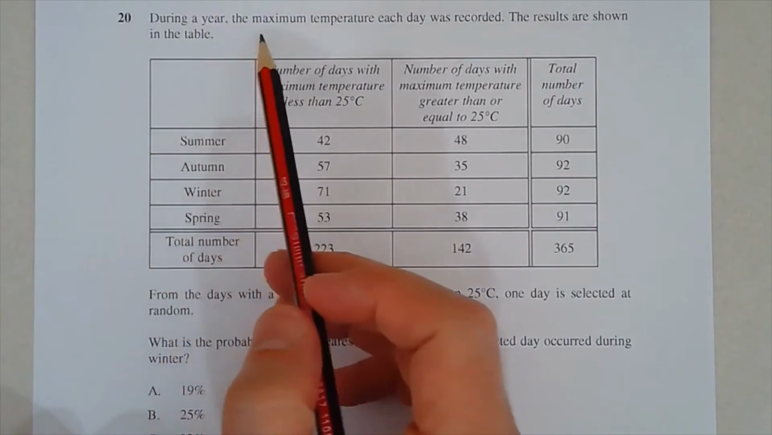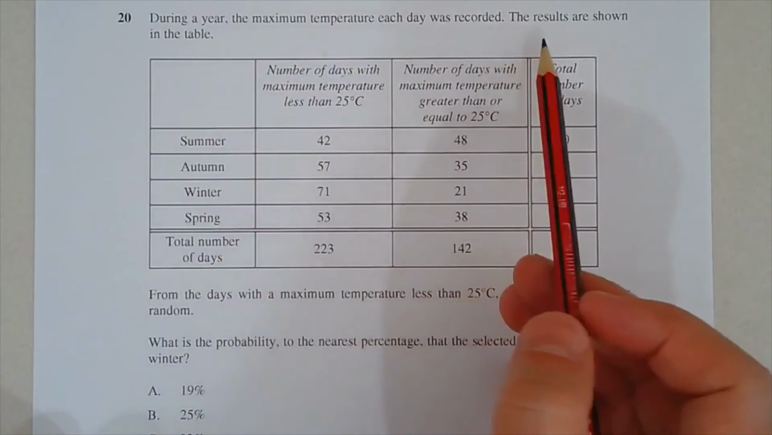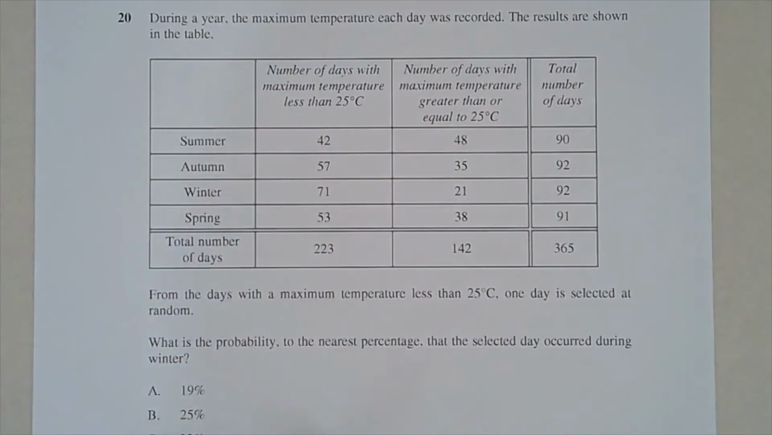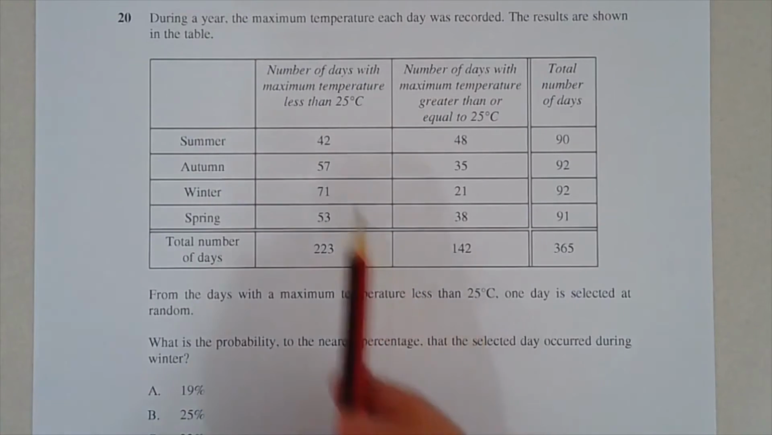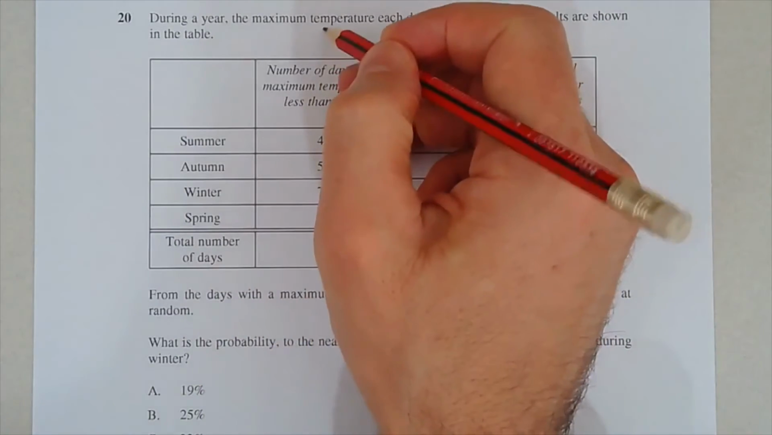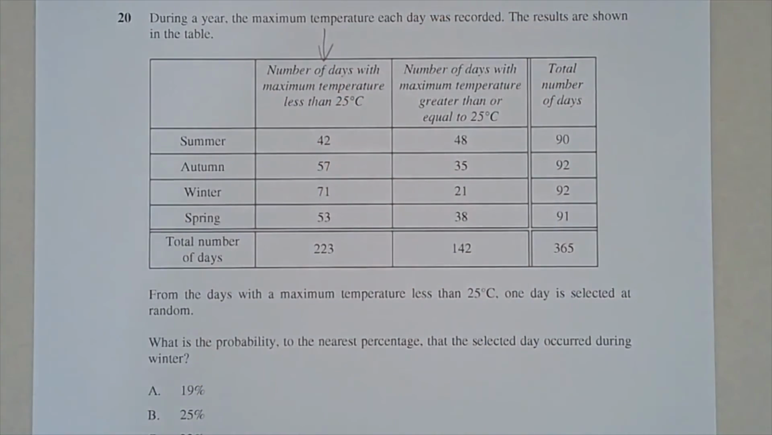During a year, the maximum temperature each day was recorded. The results are shown in the table. From the days with a maximum temperature less than 25 degrees Celsius, one day is selected at random. What is the probability to the nearest percentage that the selected day occurred during winter? So we're only interested in the days where the maximum temperature is less than 25 degrees Celsius. So in the table, we're only interested in this column.